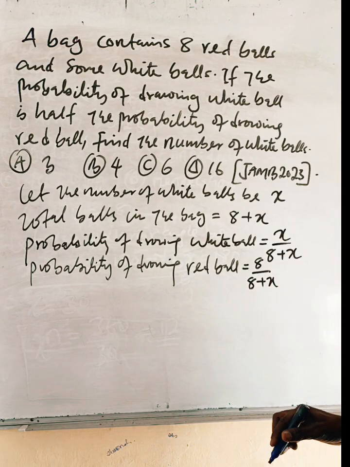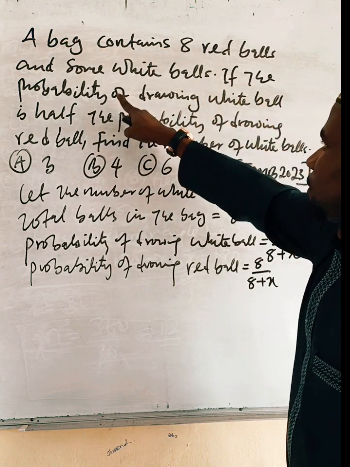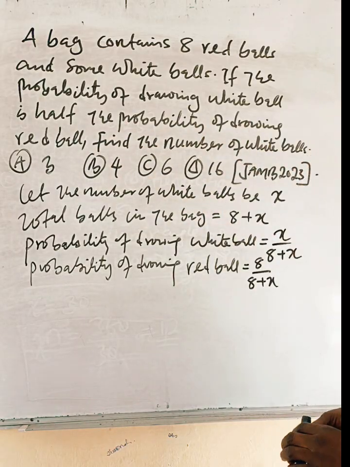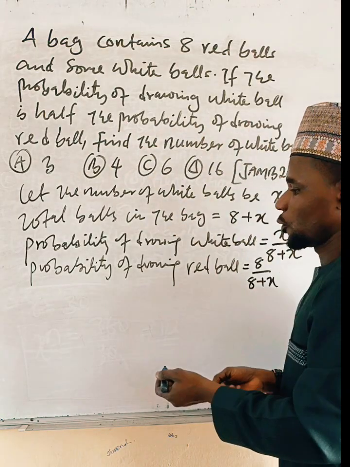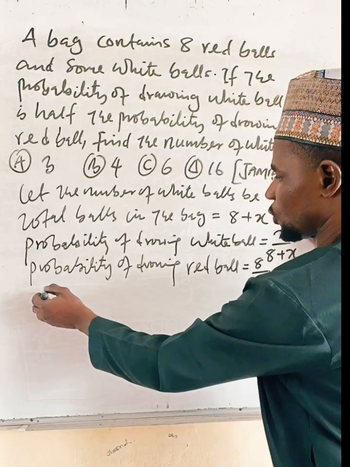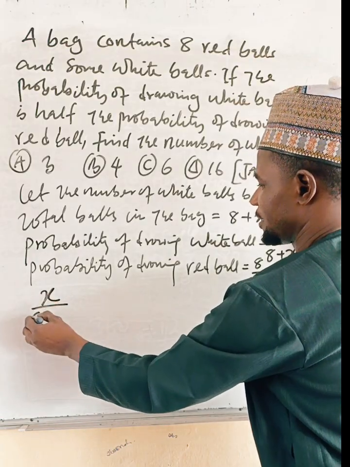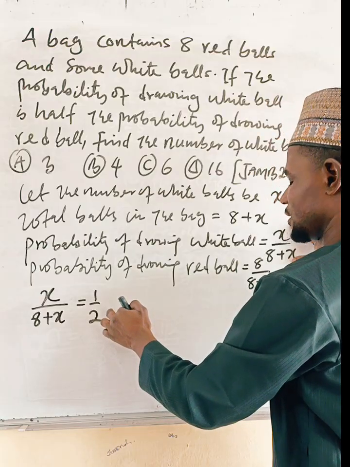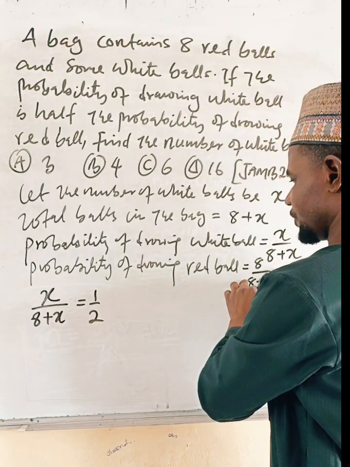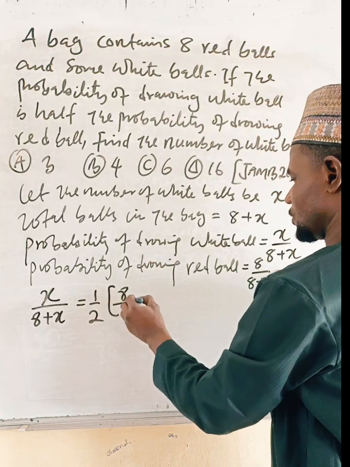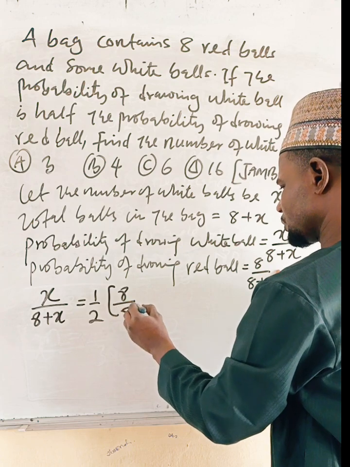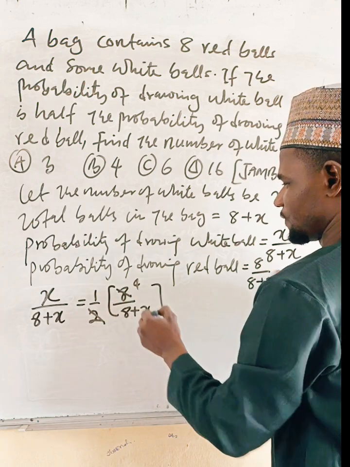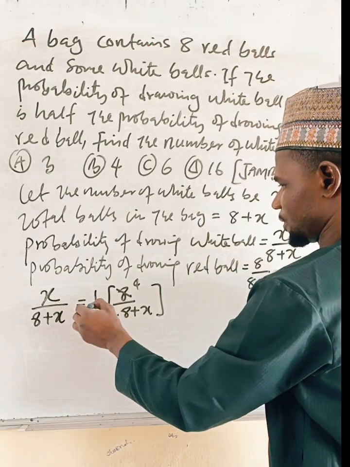But there is a last statement that says if the probability of drawing a white ball is half that of the red ball, then you should find the number of balls. That means the probability of white ball, x over 8 plus x, equals 1 over 2 of the probability of the red balls, which is 8 over 8 plus x. So the 2 automatically cancels, we have 4 here. Then we now cross multiply.